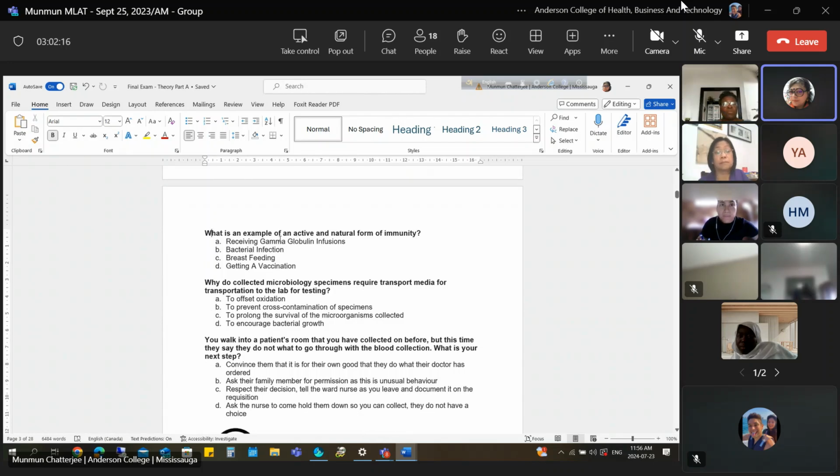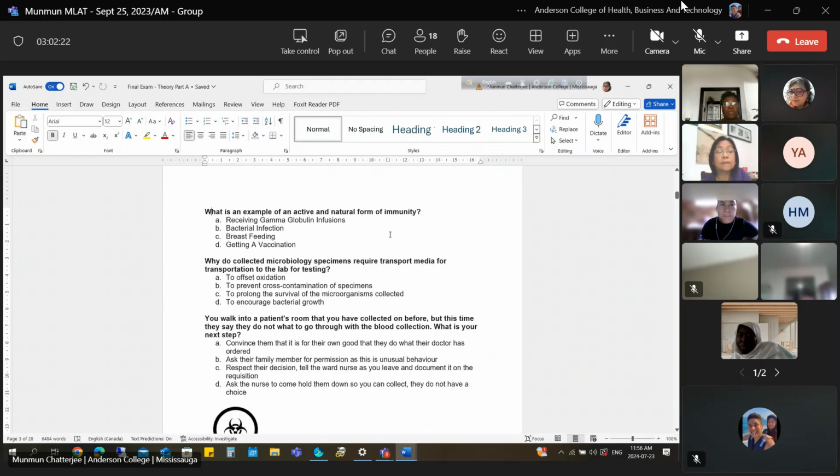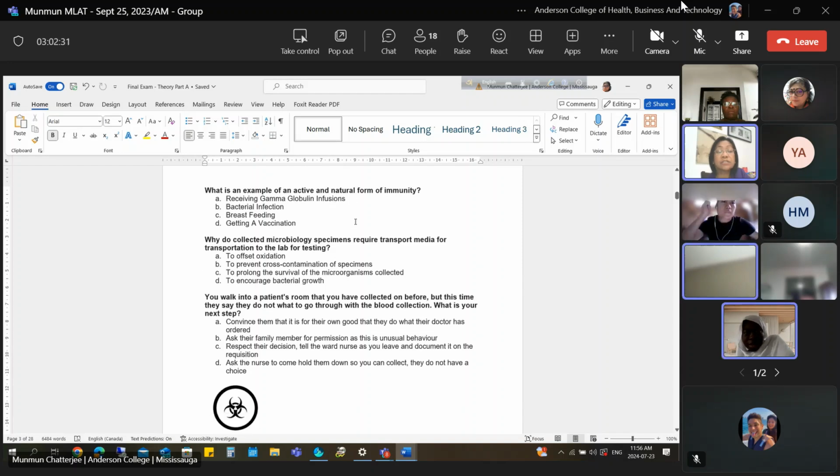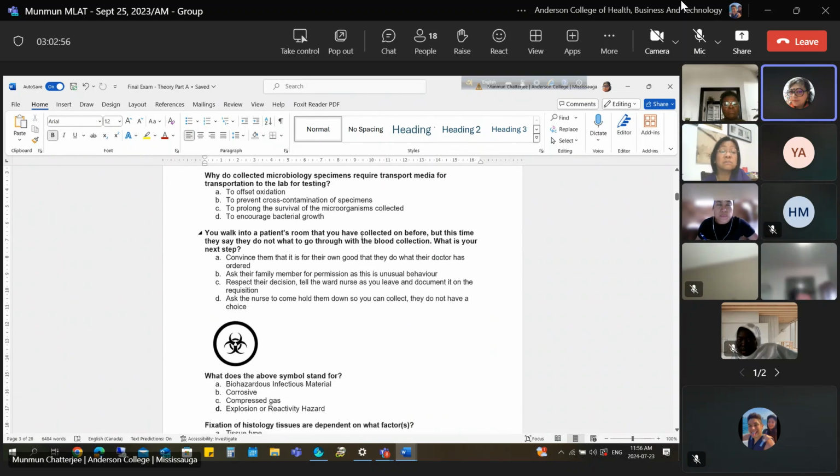What is an example of an active and natural form of immunity? Breastfeeding. Active is from the vaccination, and natural is from the mom, breastfeeding. Receiving gamma globulin, that's natural. Usually that's maternal, from the mom. Getting a maternal form of immunity. Vaccination, that is the natural immunity, right? Yes, ma'am.